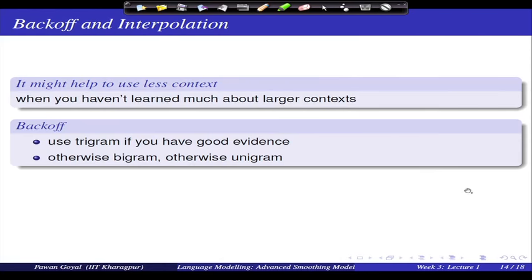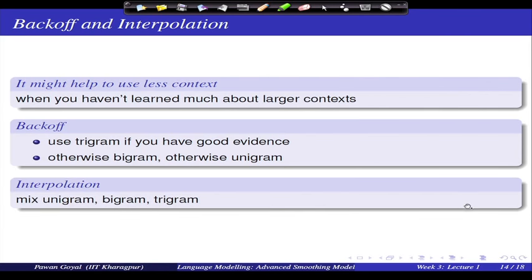So if you have good evidence, you go to trigram, otherwise you go to bigram, otherwise you go to unigram. On the other hand, in interpolation, you compute all three and just interpolate them together. You try to mix these together.